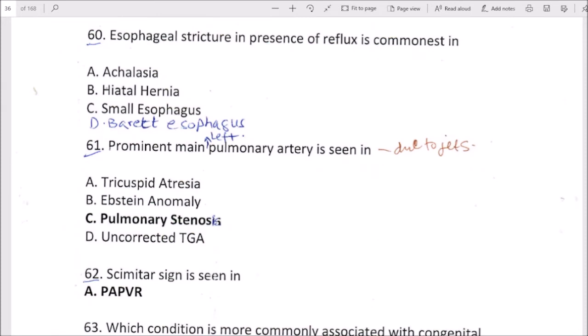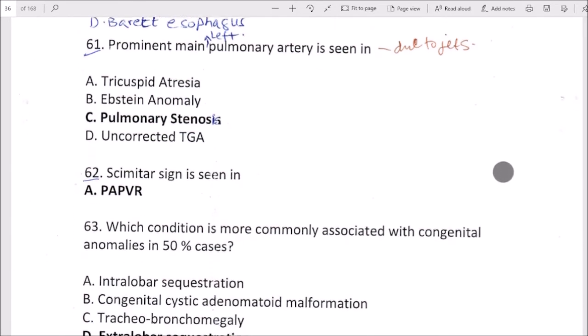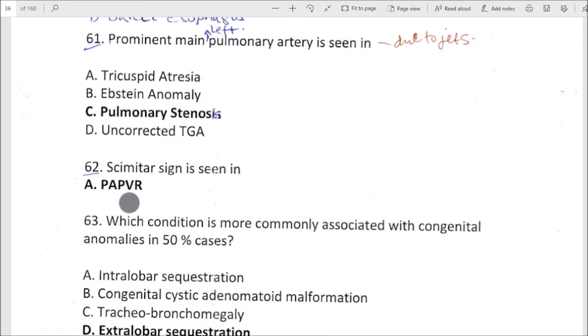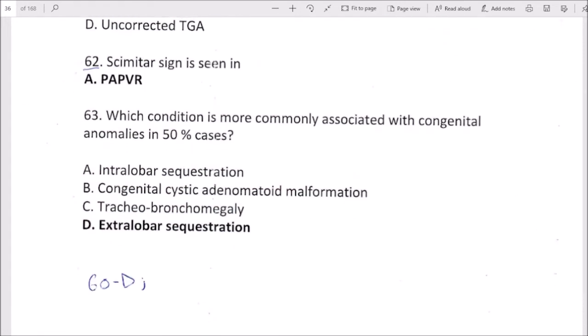61. Prominent main left pulmonary artery seen in pulmonary stenosis is due to jets of blood. In pulmonary stenosis, there is partial stenosis of the pulmonary artery, but the prominent left pulmonary artery is due to the jet of blood. 62. Scimitar sign is seen in PAPVR, partial anomalous pulmonary venous return. 63. Which condition is more commonly associated with congenital anomalies in 20% of cases? Extralobar sequestration.